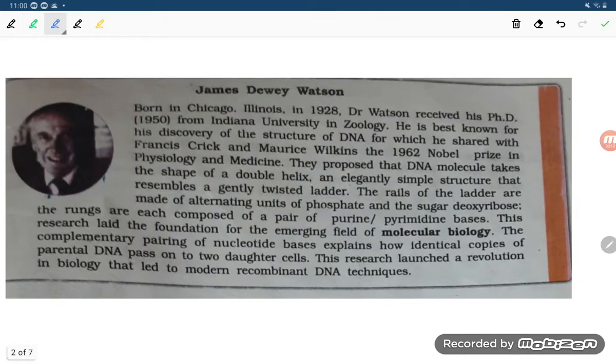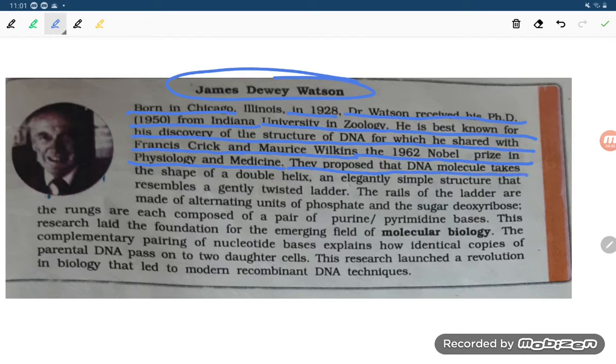Let us see the history behind these inherited characters. This is James Dewey Watson, born in Chicago, Illinois in 1928. Dr. Watson received his PhD in 1950 from Indiana University in zoology. He is best known for his discovery of the structure of DNA, for which he shared with Francis Crick and Maurice Wilkins the 1962 Nobel Prize in physiology and medicine.